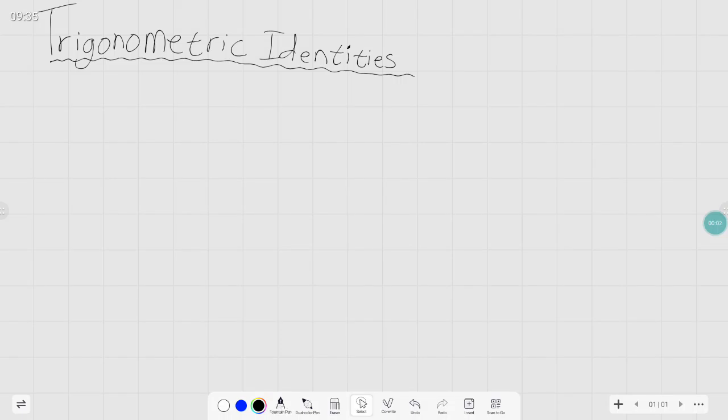So we are going to be doing revision on trigonometry and then introduce trigonometric identities. Okay. So first things first, we start with a bit of revision.